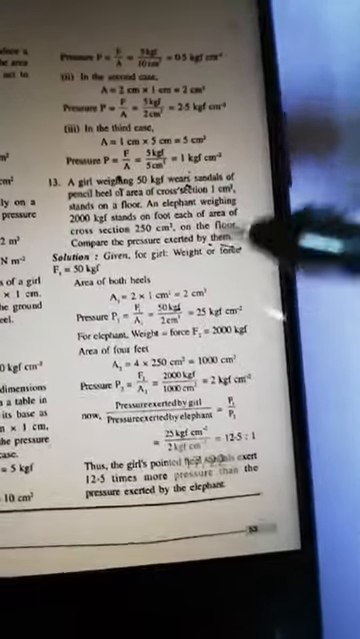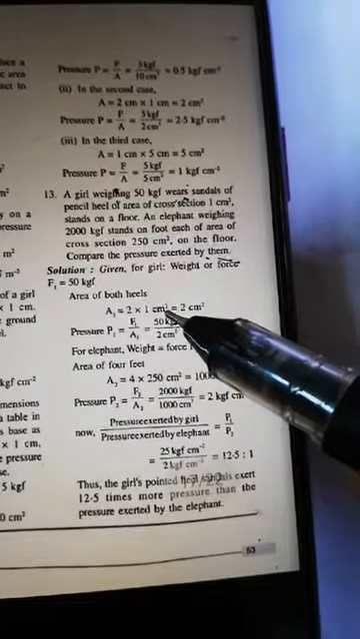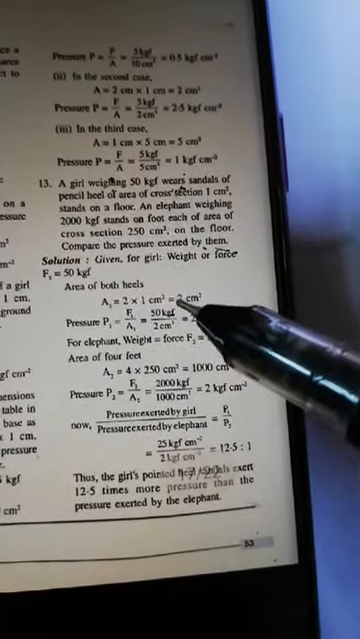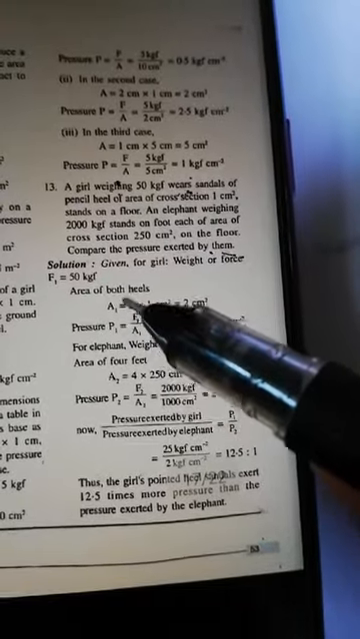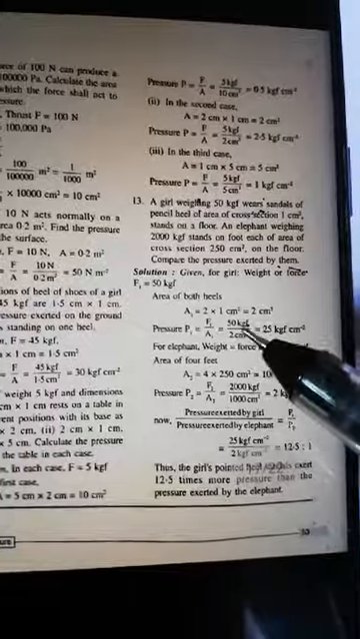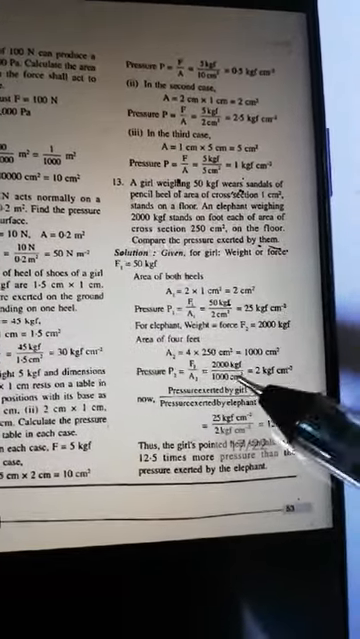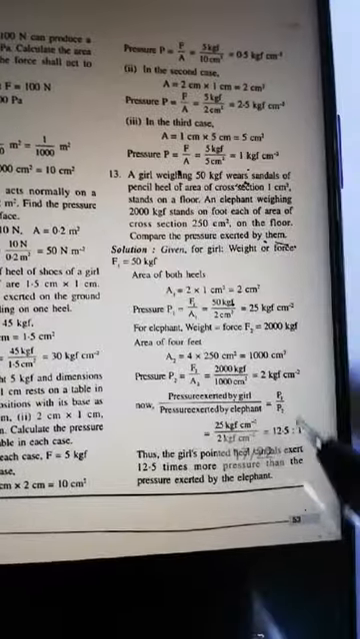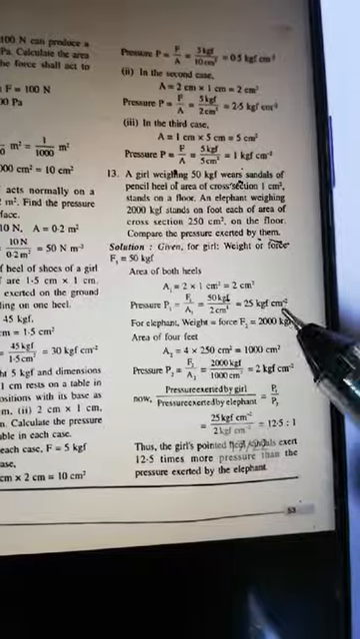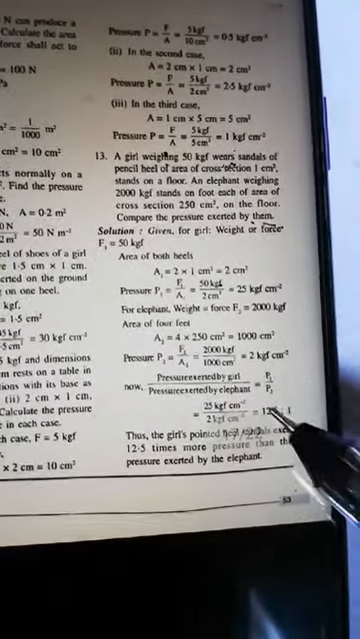A point of contact. See, you have to calculate the area of the girl's heel. So the formula will be force by cross section area. Again for the elephant, force by cross section area. So after calculating the pressure of the two objects, that is one by the heel of the girl and one by the elephant, we can compare.